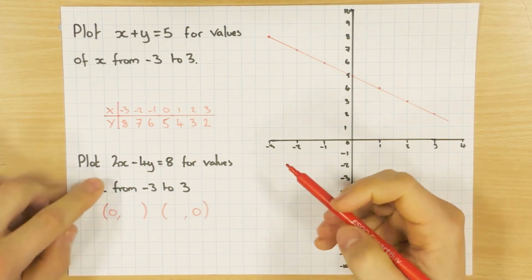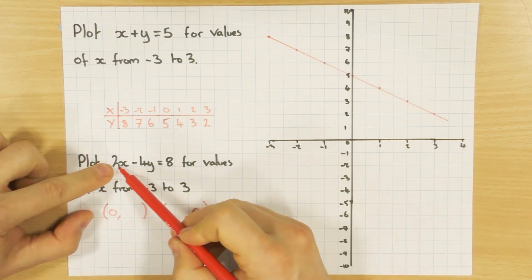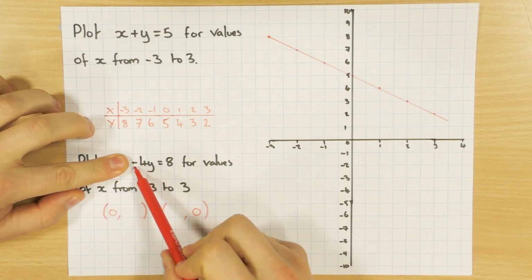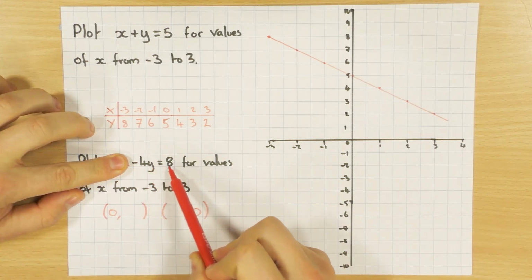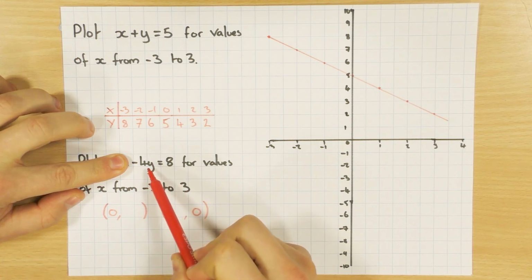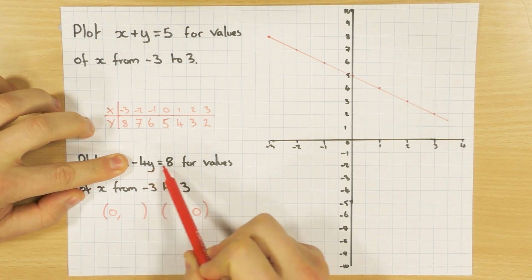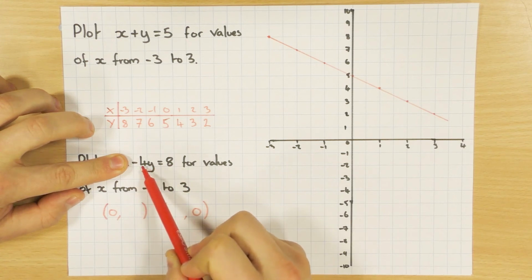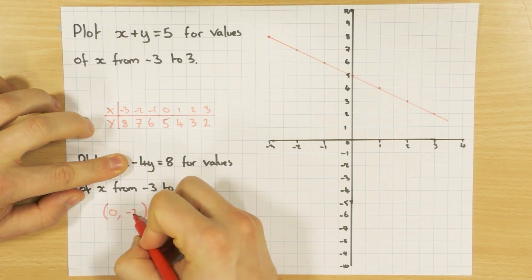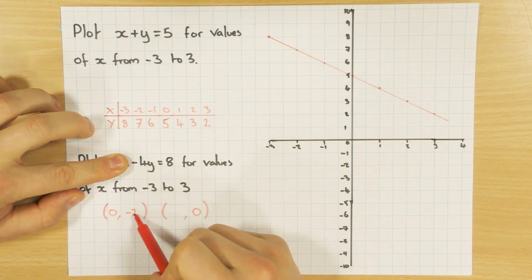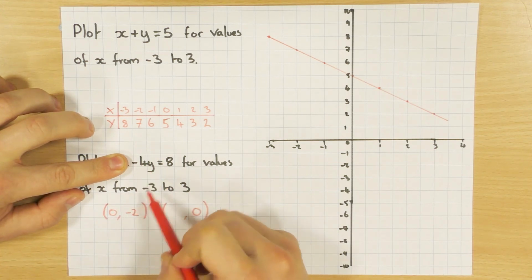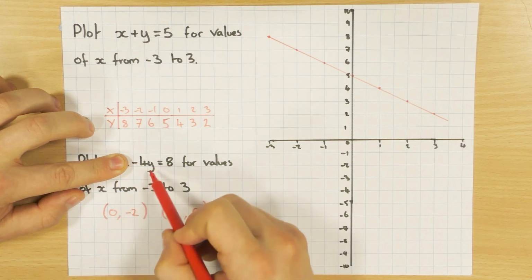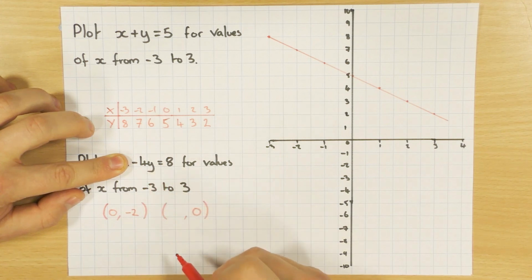Okay? So if x is 0, 2 times 0 is obviously nothing. So I'm not going to have anything there. I'm just going to have -4 times y gets me 8. So what is y going to be to make this work? -4 times something gives me 8. So -4 times -2, because a negative times a negative will give me a positive. Okay, so that's one coordinate. When x is 0, y has to be -2.